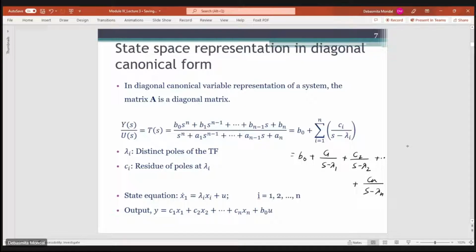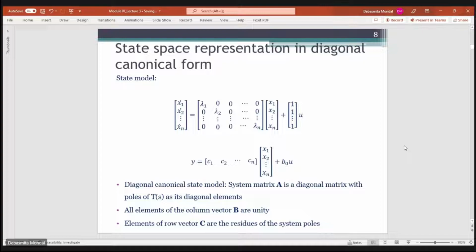Okay, so if you can express it in this form, then the state equation can be written as xi dot equals lambda i into xi plus u, and the output y will equal c1 x1 plus c2 x2 till cn xn plus b0 into u. If you write these two equations in matrix form, you will see that this A matrix is a diagonal matrix, and all the diagonal elements, lambda 1, lambda 2 and so on, are nothing but the poles of the corresponding system. Okay, so this is another form of representation for the state space model.